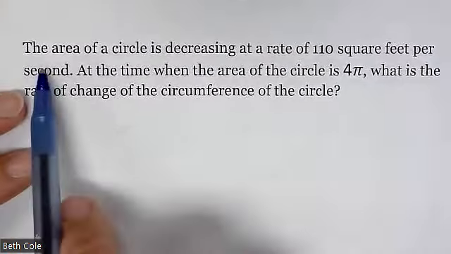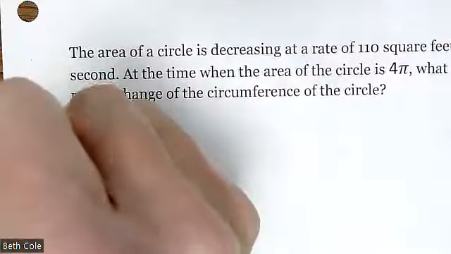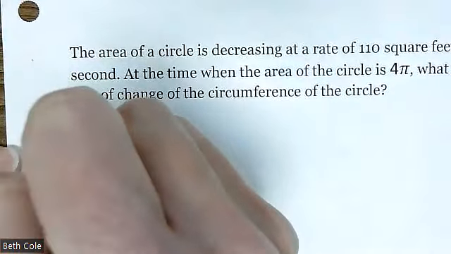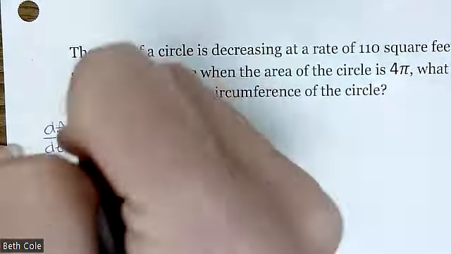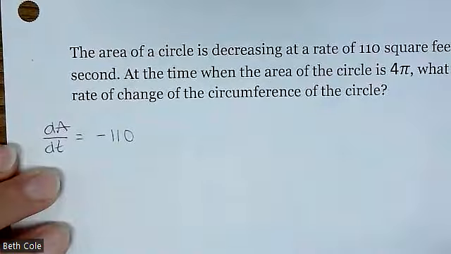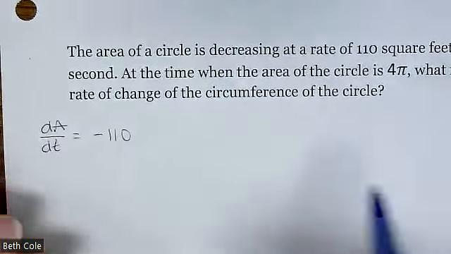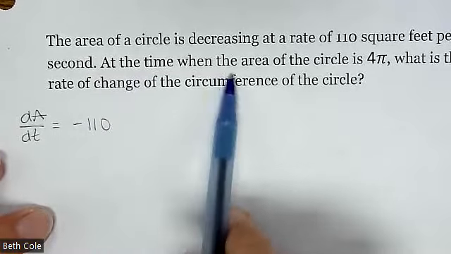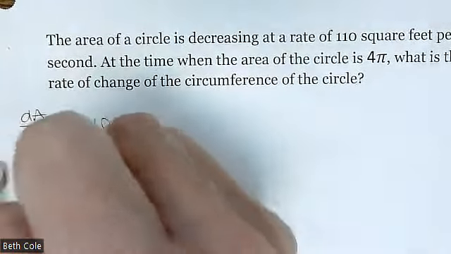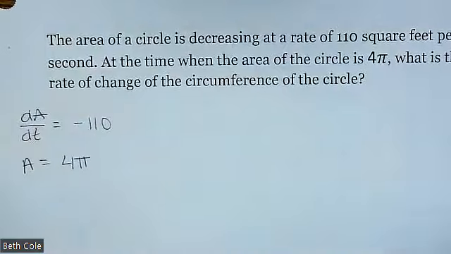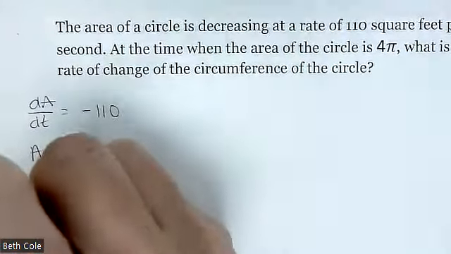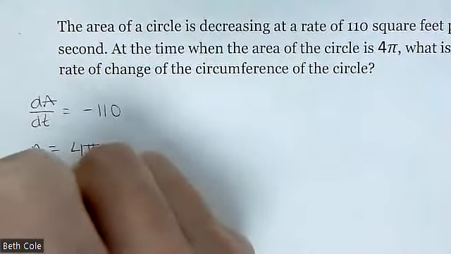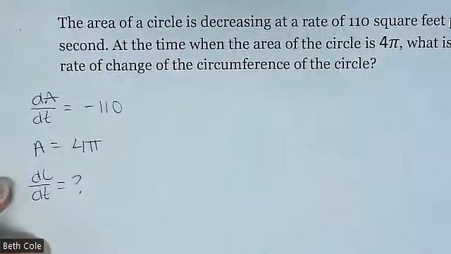All right. Area of a circle is decreasing. So that's dA dt. And because it says decreasing, it's going to be negative 110. Again, I'm not going to worry about the units because when you type it into deltamath, you won't need to worry about that. All right, so at the time when the area is 4 pi, what is the rate of change of the circumference? So dc dt is our question mark.